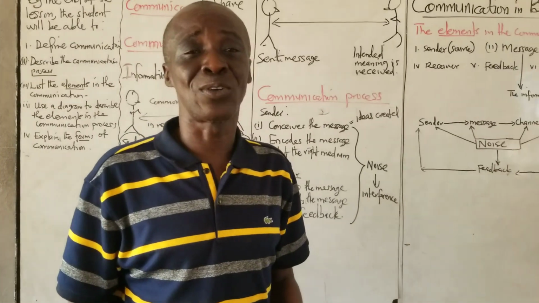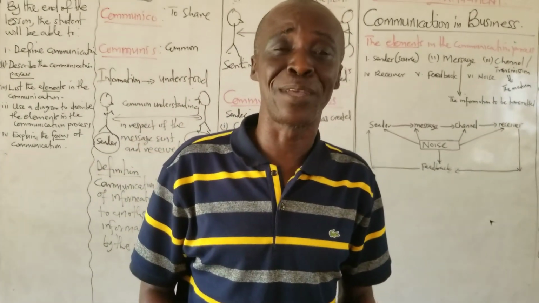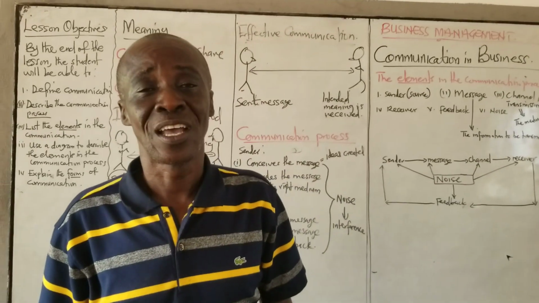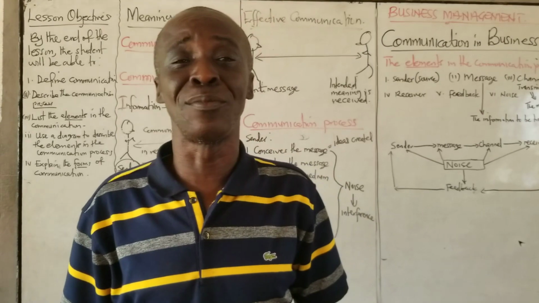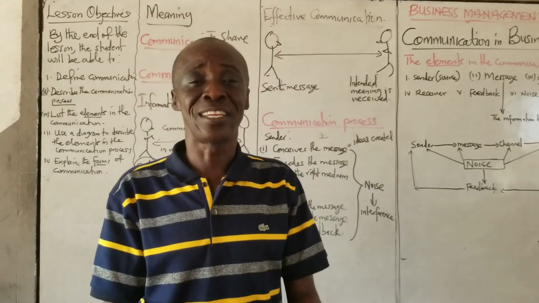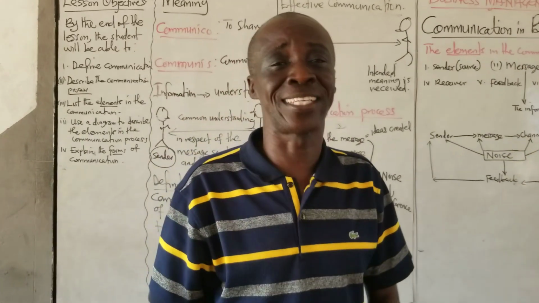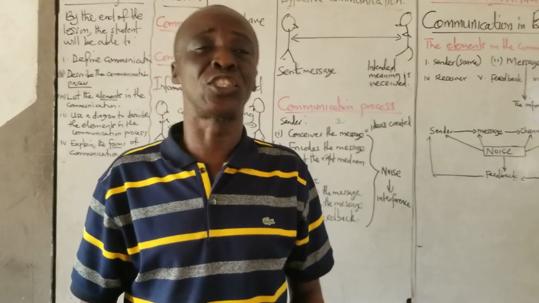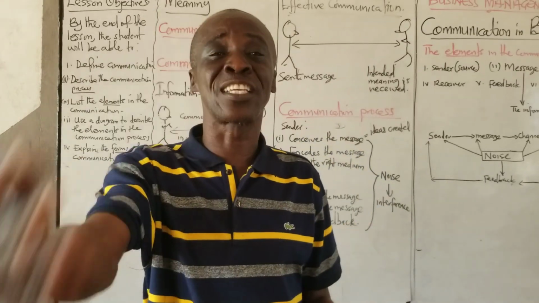So that is the communication process. The sender conceives the message. Then, after conceiving the message, he encodes the message. After encoding the message, he selects the right communication medium, and then he sends the message. The receiver receives the information and decodes it. After decoding the message, he now interprets it. After interpretation, the person gives you feedback.